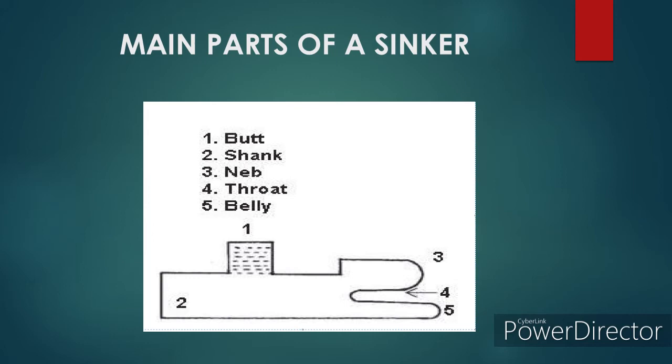The functions of these 5 parts are: number 1, butt. It receives motion from a cam system. Number 2, shank. It is the major portion of a sinker which connects the balance four parts of a sinker. Number 3, nib, which prevents the yarn and fabric from moving up. Number 4, throat. It holds the yarn during the loop formation. Number 5, belly. It is the projected portion on which the old loops or fabric rests during the loop formation.